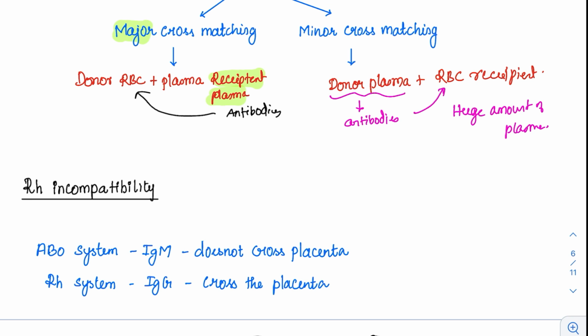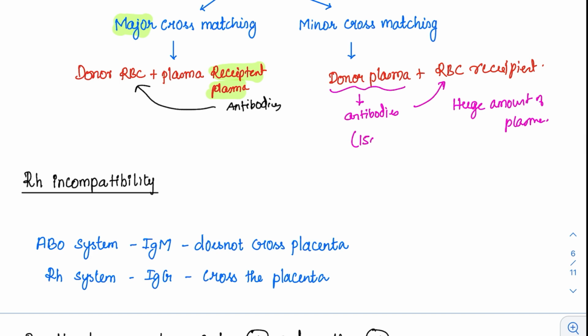This donor plasma is very little, around 150 to 200 ml only. Whenever it enters the plasma of the subject, which is around 3.5 liters, all these antibodies will get diluted. And the amount of destruction caused to the RBC is very, very little, very minor. That's why this is called minor cross matching.